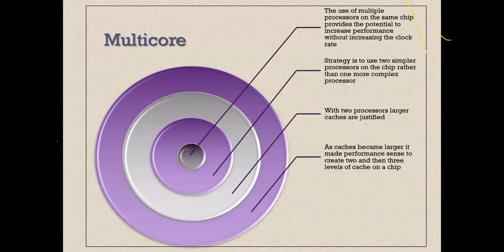Two-core chips were quickly followed by four-core chips, then 8, then 16, and so on. As the caches became relatively larger, it made performance sense to create 2 and then even 3 levels. When we talk about caches, I'll show you a chart that saturates after the 3rd level. That is how come practically all our machines have only up to level 3. But theoretically, you could have level 5 or 6 caches. Okay.